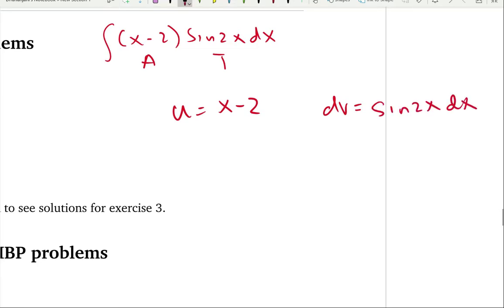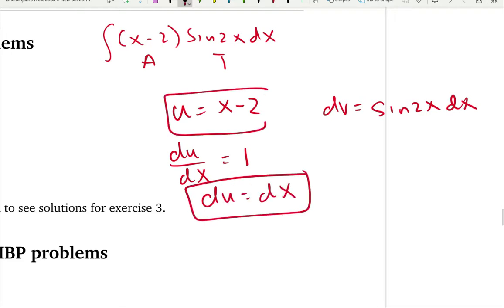Don't forget dx. So if u is x minus 2, du over dx, the derivative of x minus 2, is 1. So du is actually dx. Okay, don't forget the dx. v is the integral of sine 2x, which is negative cosine 2x over 2. Okay, do the integration correctly.